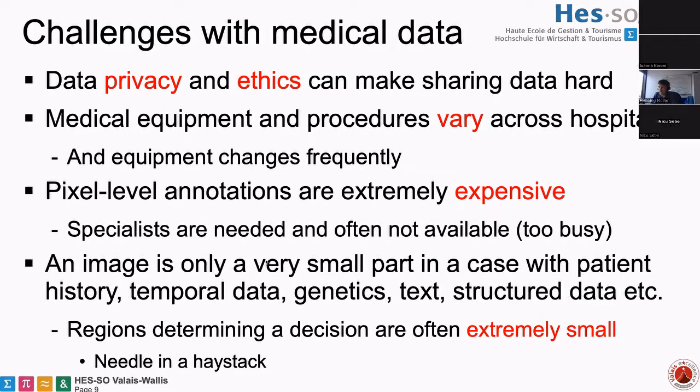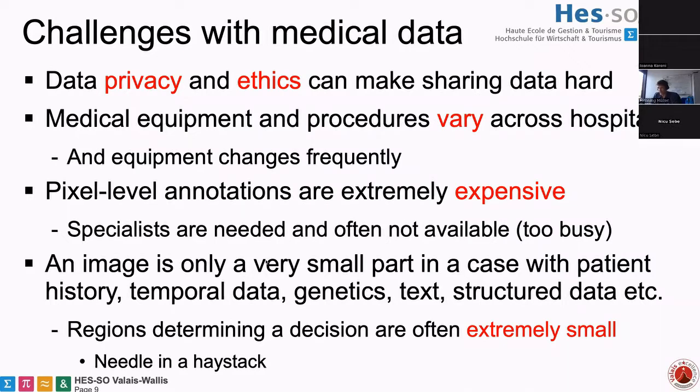Another challenge in medical data is that pixel level annotations are extremely expensive. And we need specialists. If you want to classify tumor tissue in histopathology images, it's very difficult for a non-specialist to say, on a cellular basis, what are the modifications that would lead to a grade 4 or a grade 5 in terms of a cancer, for example. And A, specialists are expensive, but B, often they're not available. It depends on the countries, but in Switzerland, it's quite difficult to actually have people annotating data, in addition to it being quite expensive.